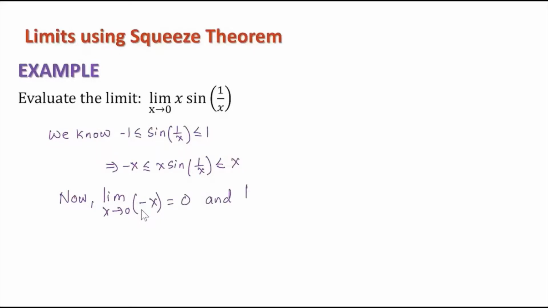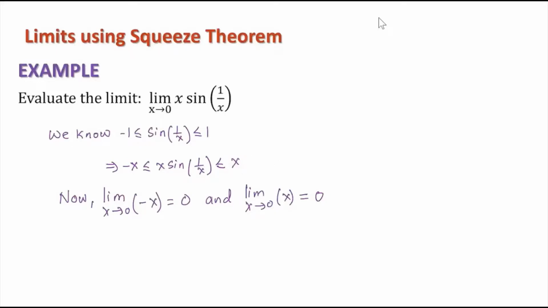And also, the limit as x approaches 0 of x on this side. If you want to find the limit of this one, this is also a polynomial function. You can perform direct substitution when you plug in 0 for x. So this is equal to 0. So we saw that the limit of the smallest function is 0. The limit of the largest function is 0. So the limit of this squeezed function is also 0 by Squeeze theorem.